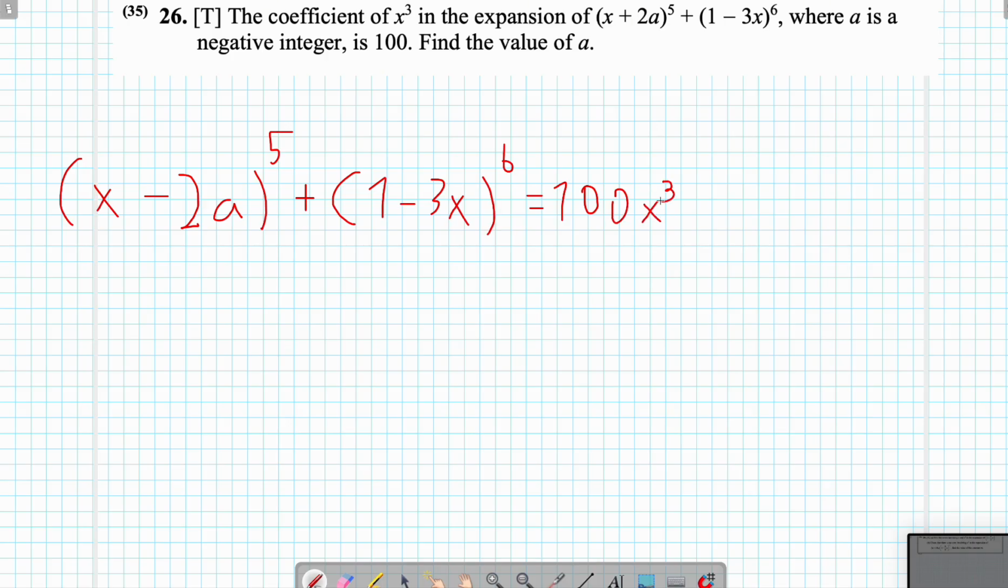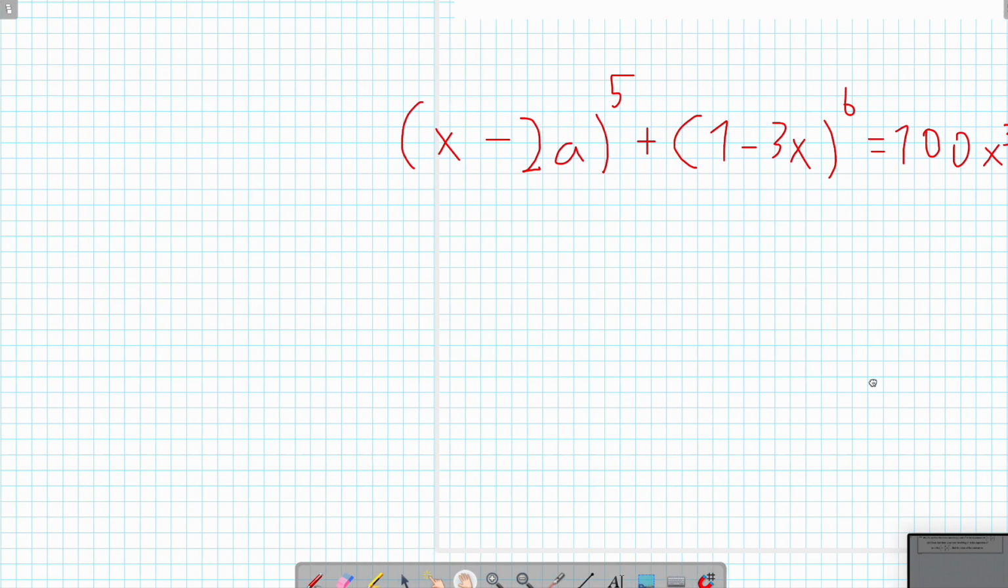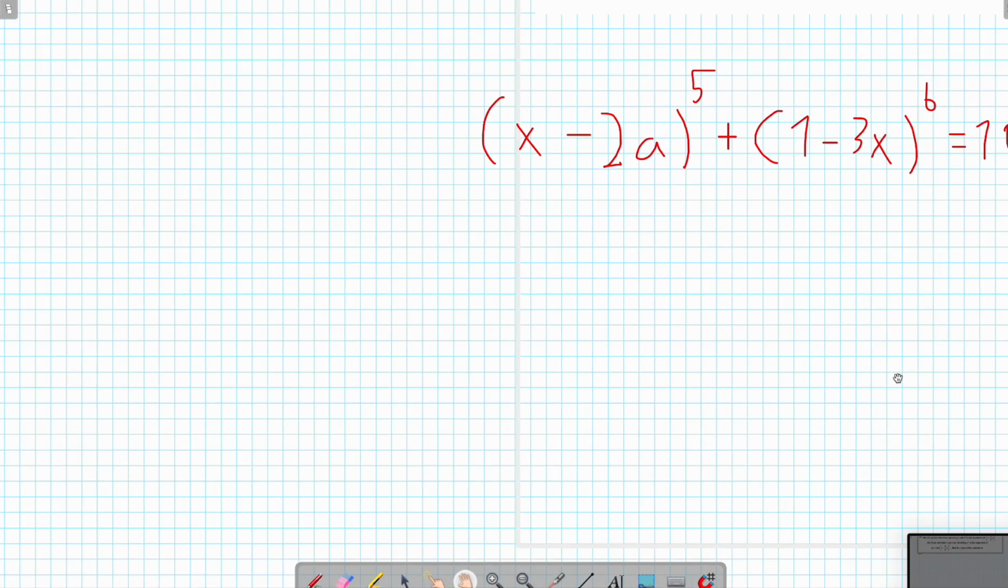Now look, let's start with x minus 2a on one side. We want when, okay, wait.